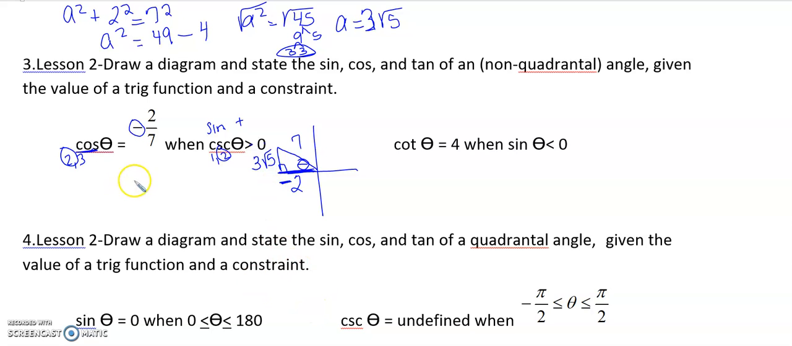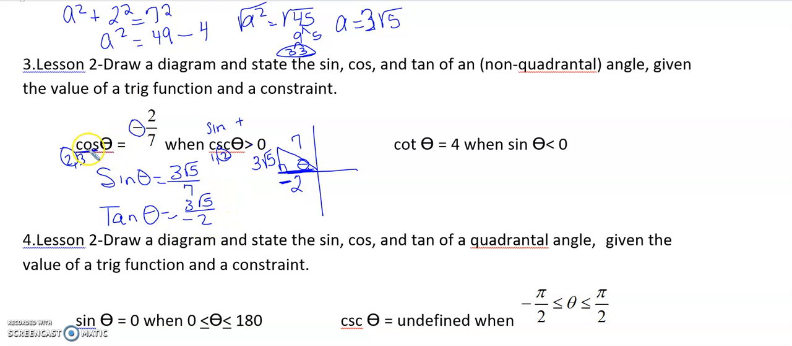Now we want to find the other coordinates. It gave us cosine, so we're going to find sine and tangent. The sine of this angle would be opposite, 3 square root of 5, over hypotenuse. And then the tangent is going to be opposite over adjacent. So that's our sine and our tangent.